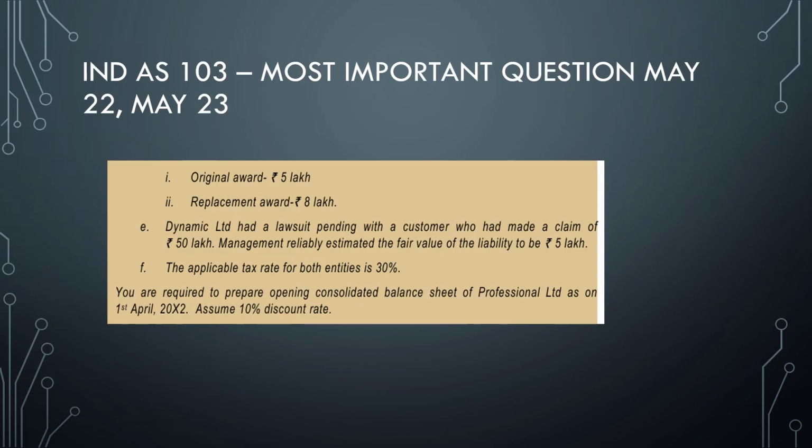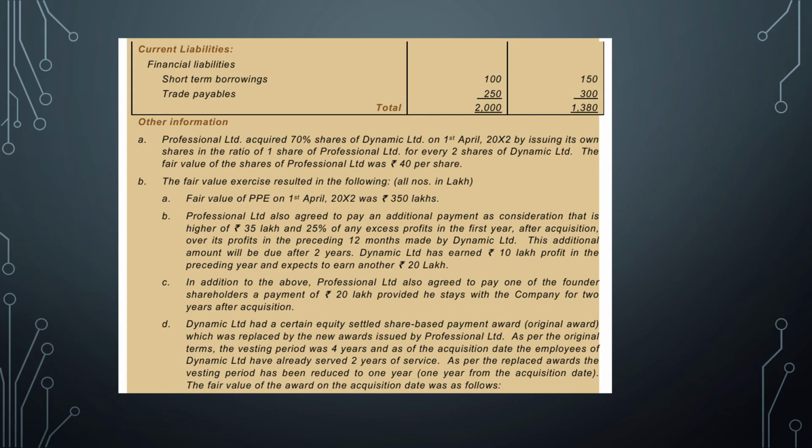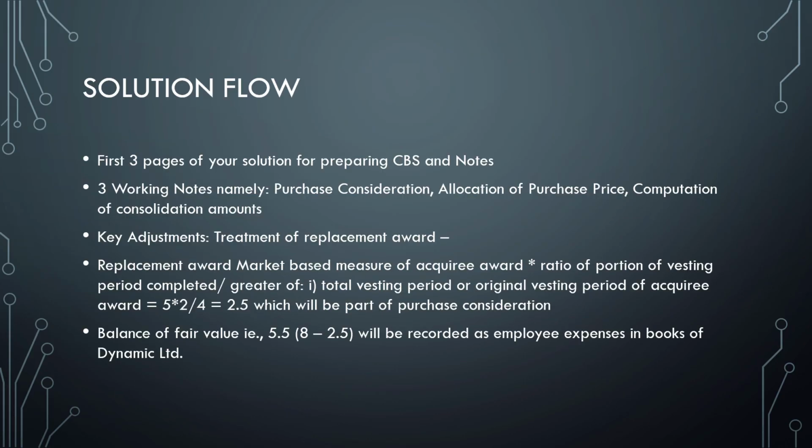What is this data? The replacement award is 8 lakhs. So the balance of fair value, that is 8 minus 2.5 which we just arrived at, this 5.5 will be recorded as employee expense in the books of Dynamic Limited. This 2.5 will be part of your purchase consideration. If you do this properly, at least 2 to 3 marks are secured.